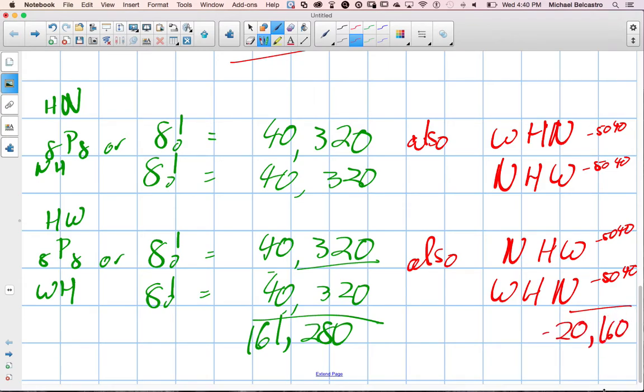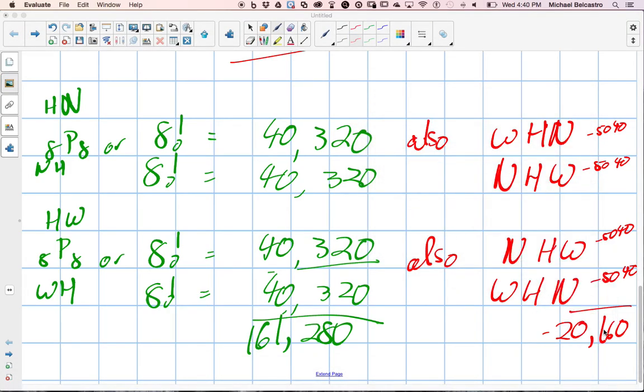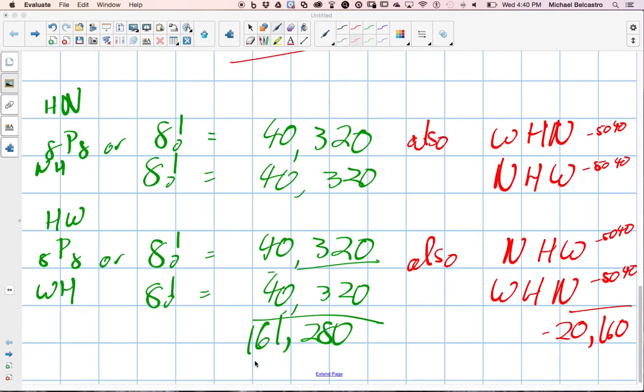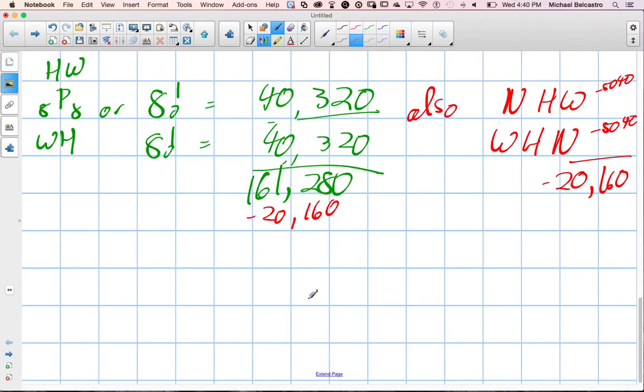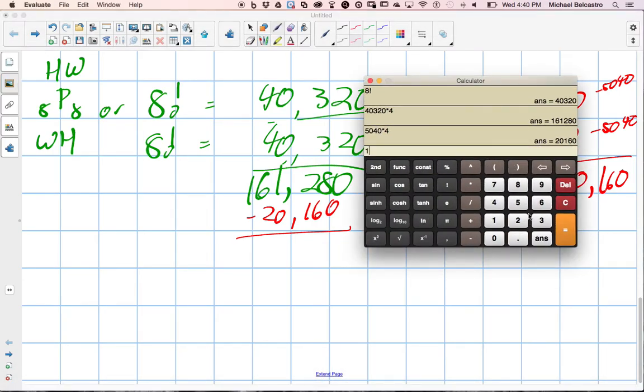20,160. Or was it 21? Did I read that wrong? 20,160. Okay, so in order to get rid of all of the double counting of when they're all beside each other, because we've already included it here, we're going to have to subtract it from this number. This is a lot of extra subtracting. 20,160. Subtract that value. So 161,280, it's right here. Subtract this. Gives us 141,120.